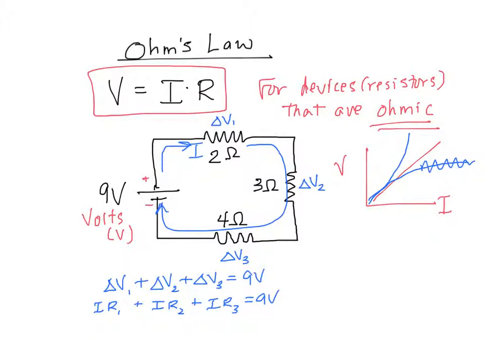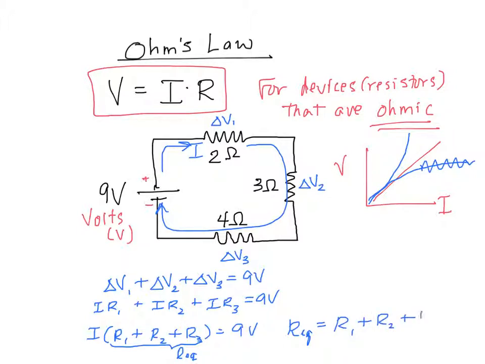So since I is the same, I can factor I out, and I would just have I times R1, R2, and R3 equaling 9 volts. So I know easily how to add up those three resistors, but it's interesting we have a name for this. It's the equivalent resistance, R_EQ, and that just equals R1 plus R2 plus R3.